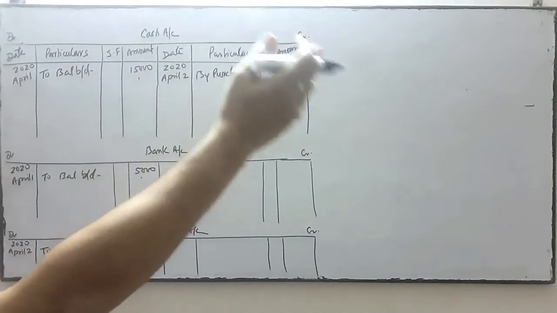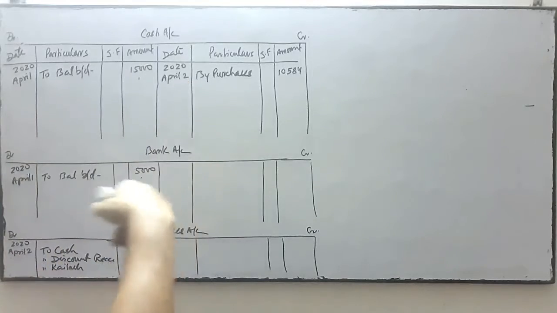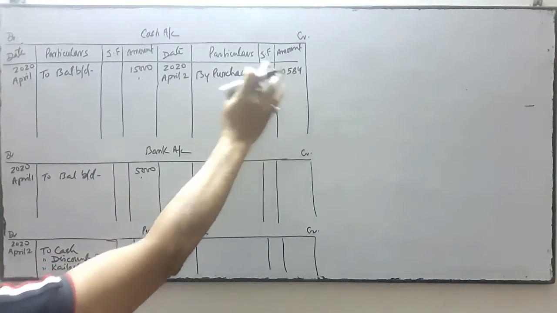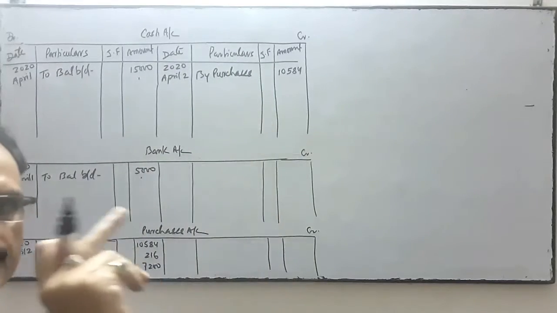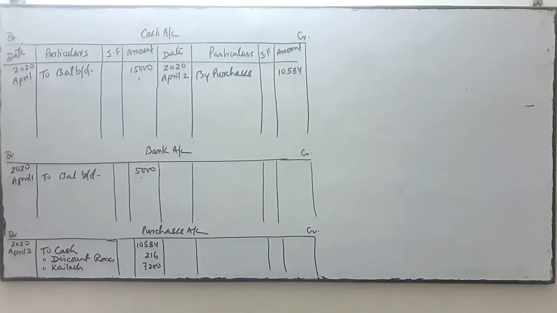We do the posting on the credit side and write the name of the account just opposite of cash, that is purchase. But we do not write the amount of purchase, we write the amount of cash, because we are operating the ledger of cash. The next entry is not related to cash, these three ledgers.